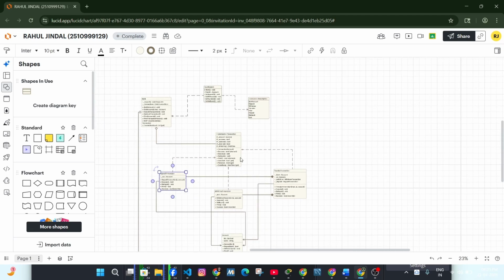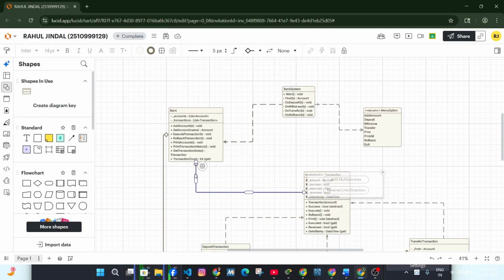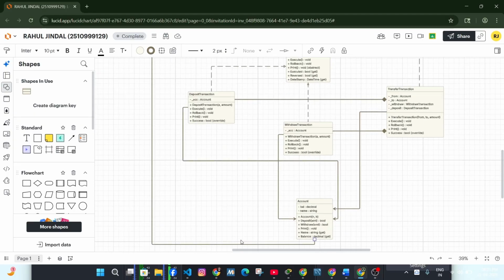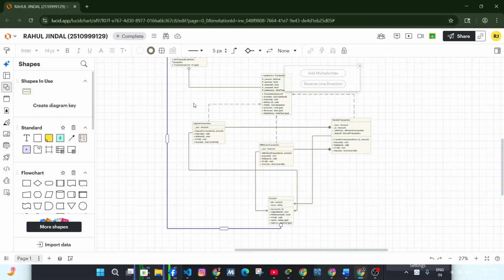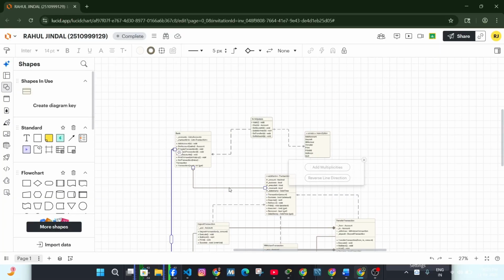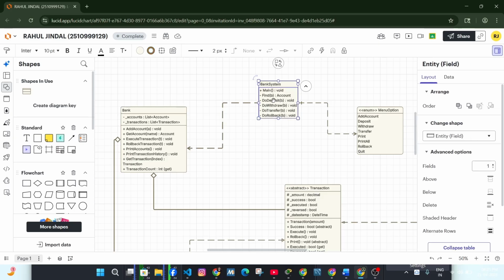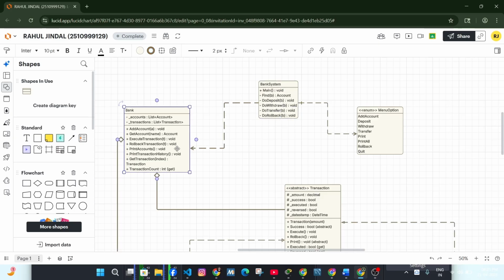So then next we have this aggregation, which is shown using an empty diamond. In my diagram, this bank has the account and the transaction. So here is my account. As you can see, it is represented using a hollow diamond, and here is the transaction. But these can exist independently outside the bank. And then next we have this dependency. It represents a temporary relationship. For example, here bank system depends on the bank, and it just uses it to perform the operations.